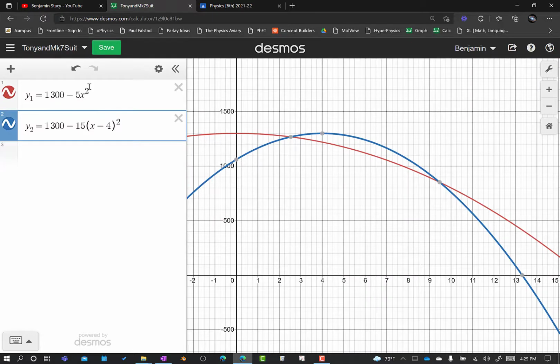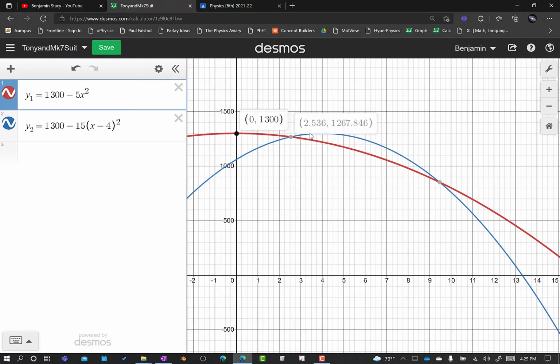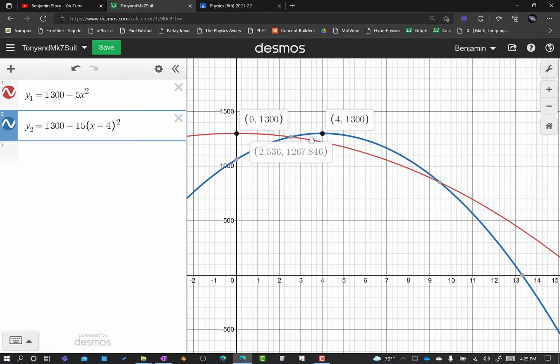All right, so see, these are the same equations that I wrote. Y1 in red is for Tony. So he starts at 0 seconds at 1,300 meters. And then Y2 in blue is the suit. So it starts at 4 seconds. It's at 1,300 meters, see? So that's where the suit starts its motion. This is just the rest of its parabola that we don't really care about.